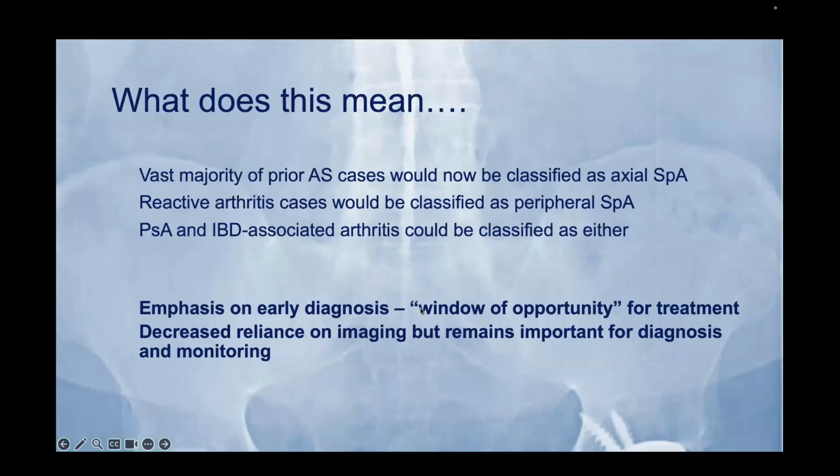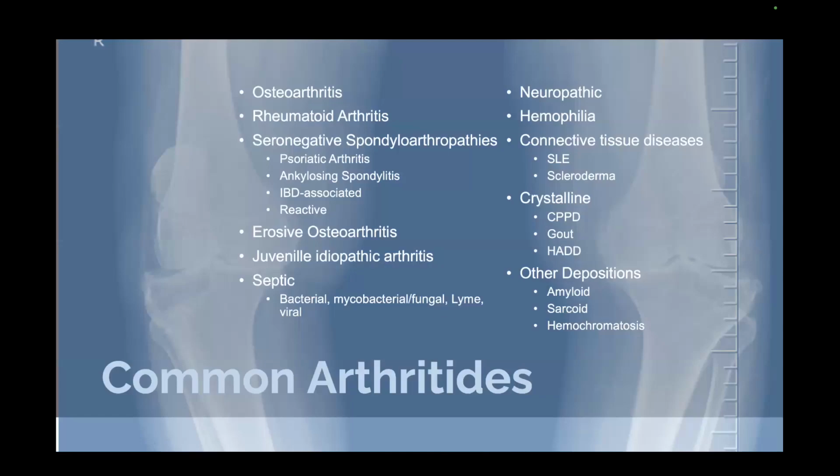So what does this mean in terms of updates? Well, if we look back at all of our old ankylosing spondylitis cases, those would now be classified as an axial spondyloarthropathy, and most of our reactive arthritis cases would be classified as a peripheral spondyloarthropathy. But really, the emphasis now is to diagnose these patients early, so that there is a window of opportunity to implement treatment early and avoid severe disease. With that move, there's a decreased reliance on imaging for the initial diagnosis, but imaging remains important for disease monitoring.